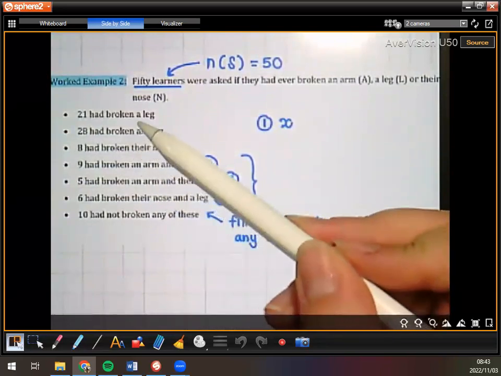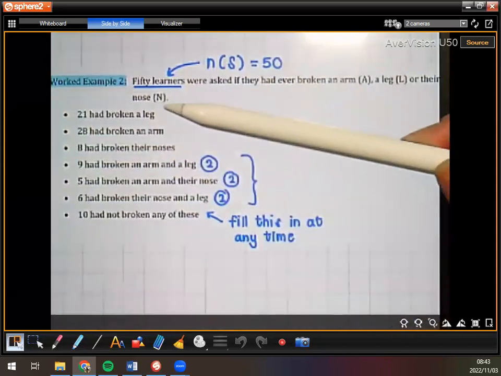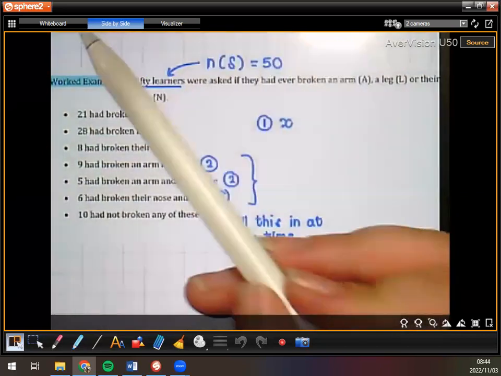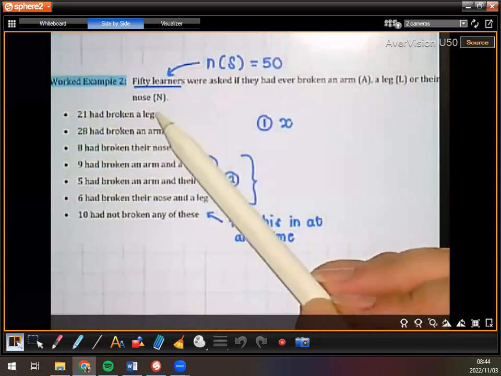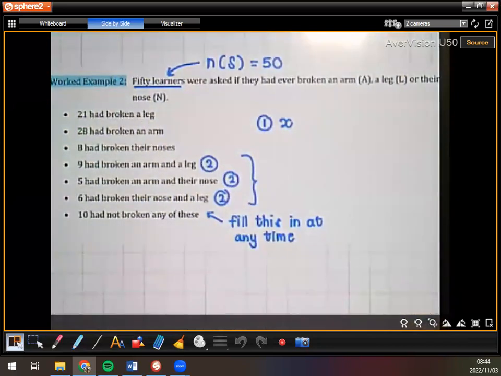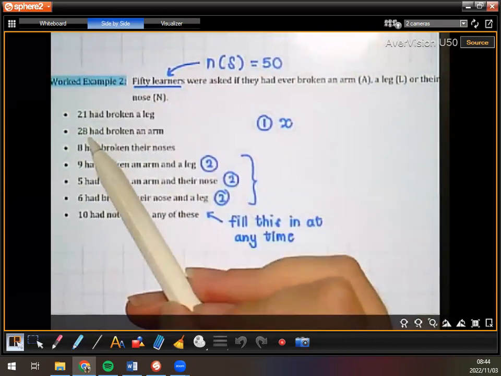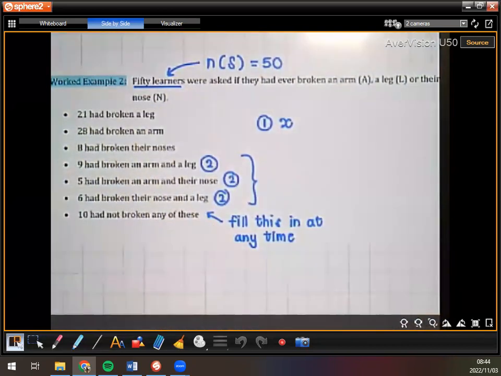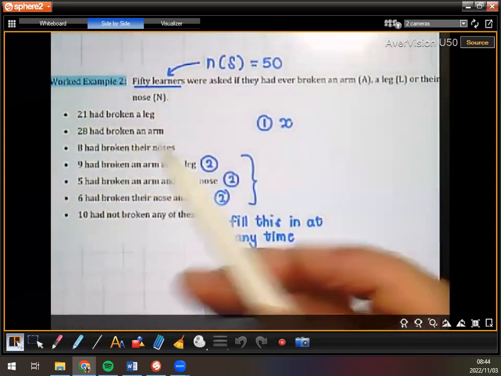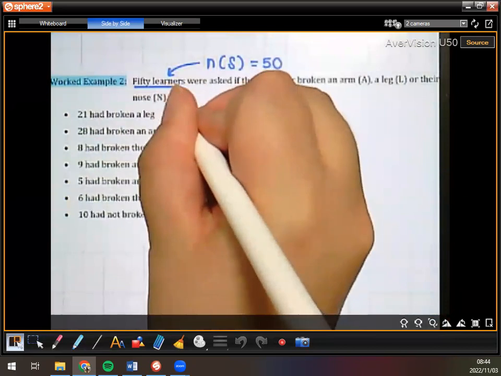Now guys, these 3 values that they've given us up here, do we agree that these are the totals for the 3 circles? They're saying 21 had broken a leg. So all of the values in the leg circle will have to add up to 21. 28 had broken an arm. So all 3 of the values in the arm circle must add up to 28. And 8 had broken their noses.